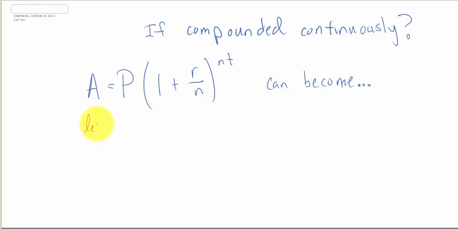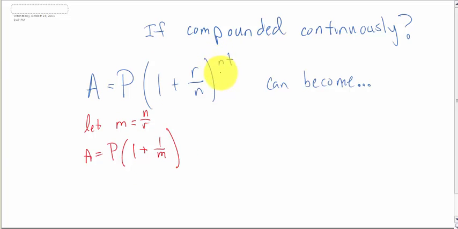So let's let m equal n over r. And you might be thinking, well, why in the world would I want that? Well, just bear with me. Look at what happens. This formula becomes P times 1 plus 1 over m, and then in the exponent, we have m times r times t, because n is m times r from this relationship.